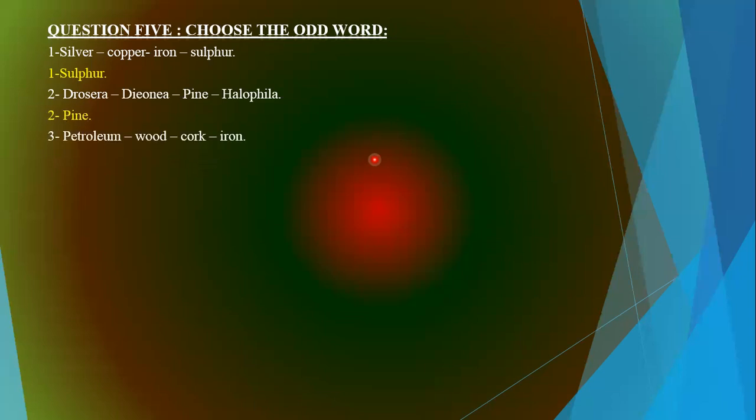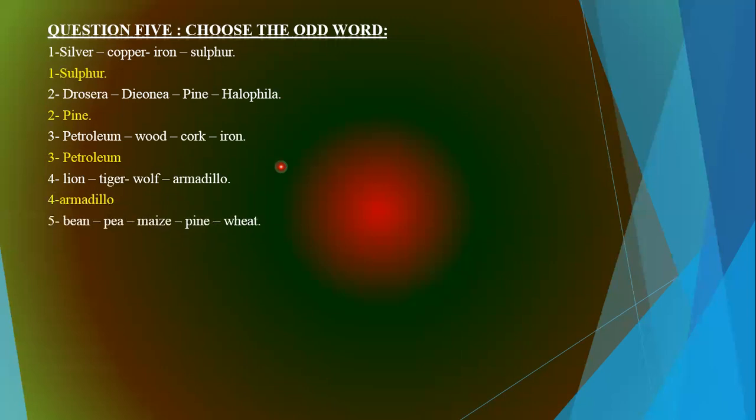Number 3 petroleum, wood, cork and iron. هنلاحظ ان في هنا خاصية مهمة جدا في ثلاثة برضو اللي هم petroleum والwood والcork فيهم نفس الكلام. They have density less than water لكن iron is more than water. Number 4 lion, tiger, wolf and armadillo. هنا عندنا ثلاثة عندهم teeth and armadillo is the only one who is edentulous or toothless animal.